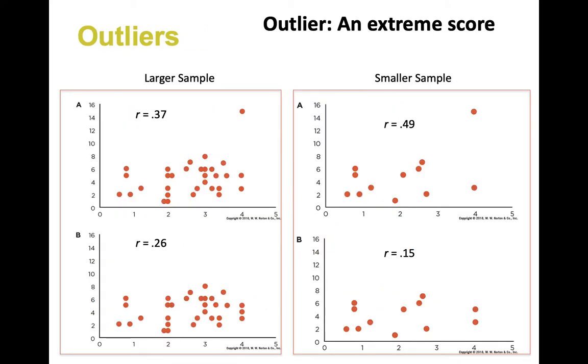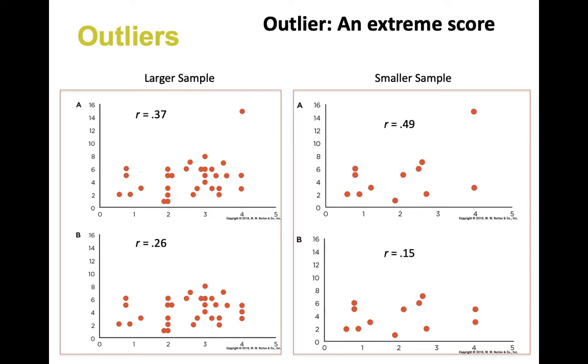Okay, other things to keep in mind when interrogating the statistical validity of a correlational claim is to consider whether there are any outliers in the data. So an outlier is an extreme score that lies far away from the rest of the scores.